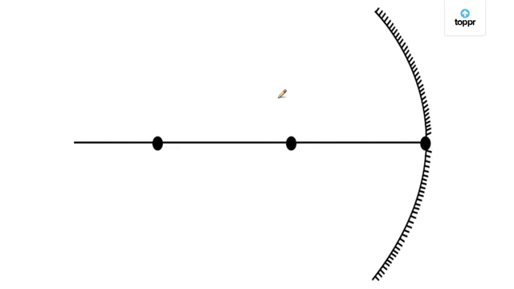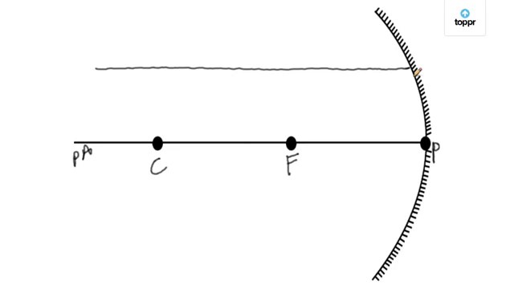The figure in front of you is a concave mirror, and first we'll mark the pole, focus, principal axis and center of curvature. The point P is the pole, point F is the focus, and point C is the center of curvature, and this line is called the principal axis. Now consider a ray parallel to the principal axis falls on the mirror. Applying the law of reflection, angle of incidence is equal to the angle of reflection, we find a ray after reflection passes through the focus.